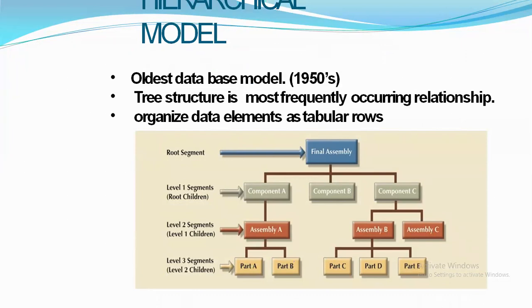In this model, the data is represented in the form of trees. We already know trees. The top node is called the root node and the bottom nodes are called leaf nodes. In this model, the data is represented in the form of trees only. A tree structure has the root node, intermediate nodes, and leaf nodes.